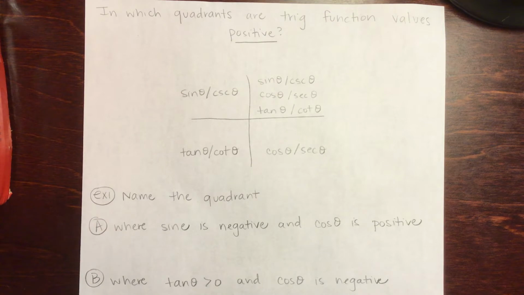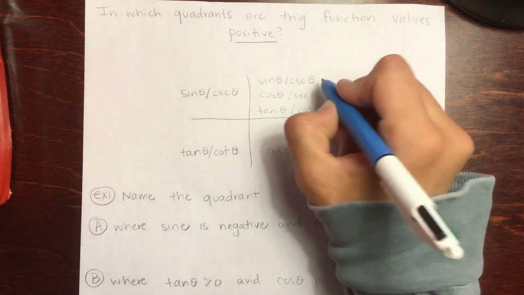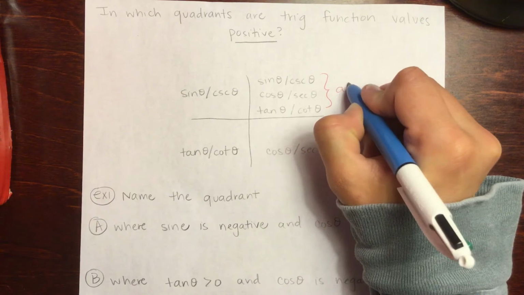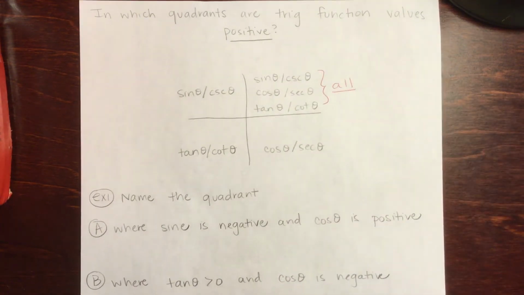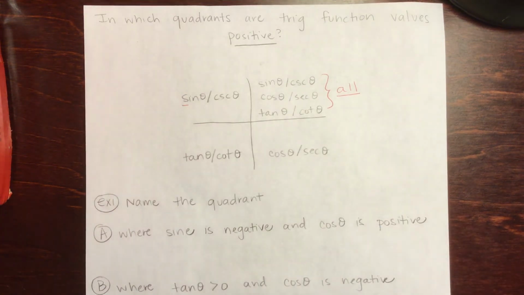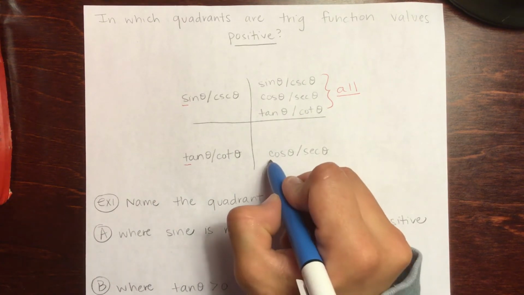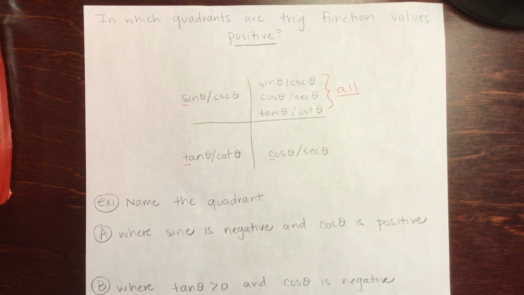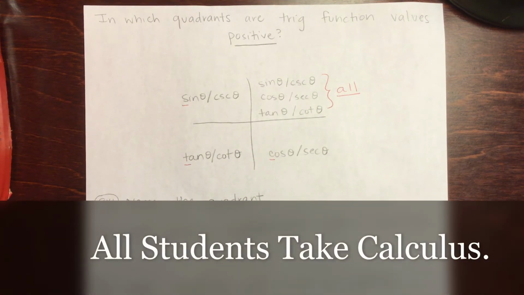In the first quadrant, sine and cosecant, cosine and secant, tangent and cotangent are all positive. In the second quadrant, just sine and its reciprocal cosecant. In the third quadrant, just tangent and its reciprocal cotangent. And in the fourth quadrant, just cosine and its reciprocal secant. How do we remember that?